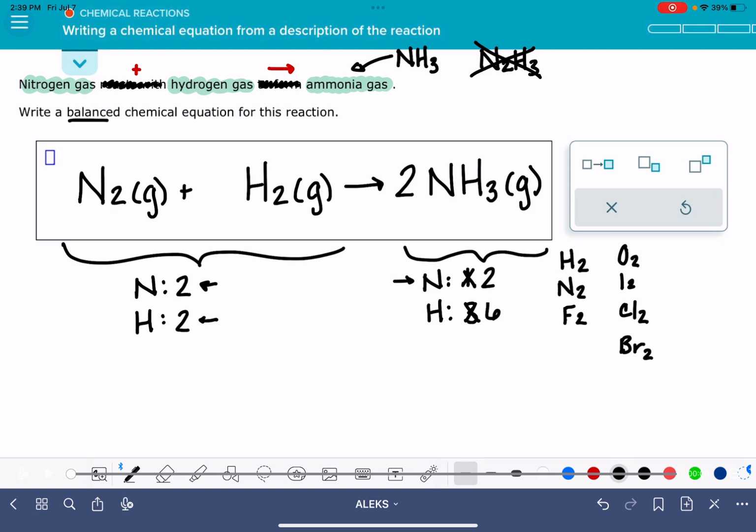My hydrogen, I have 2 on the left side and I have 6 on the right hand side, which means I need more hydrogen on the left. And again, I'm going to do that by modifying the stoichiometric coefficient in front of the hydrogen. Instead of 1 H2 molecule, I want 3 H2 molecules. Each one contains 2 hydrogen atoms. 3 times 2 gives me a total of 6 hydrogen on the left. And now all of my atoms are balanced.